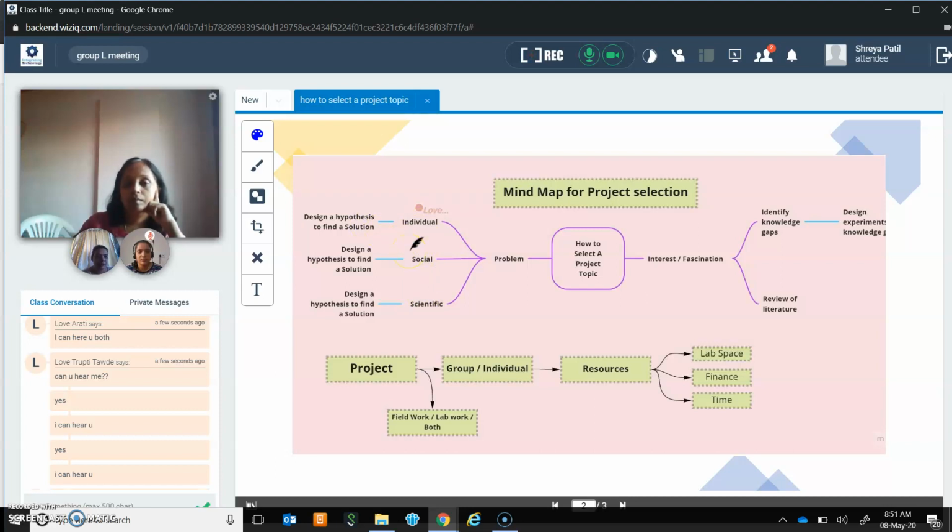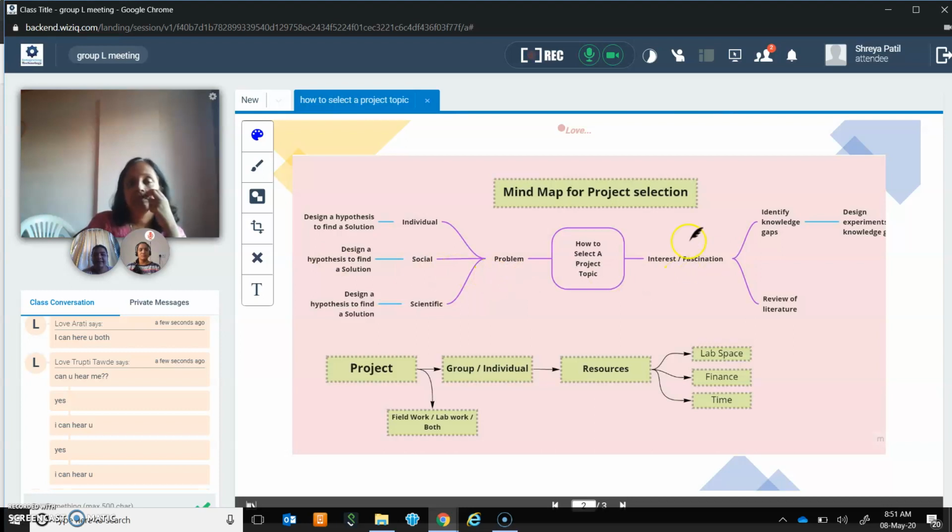For example, somebody could feel that waste disposal at their home is an individual problem, but it is also a social problem which can also be considered scientific, and it can be solved by designing a hypothesis to find the solution. So this is one way they can move to design a problem.